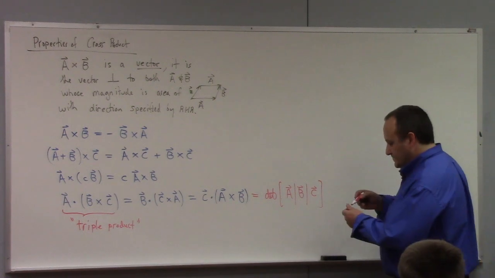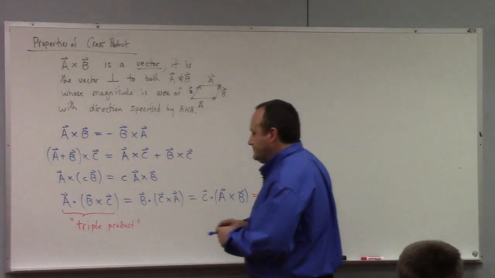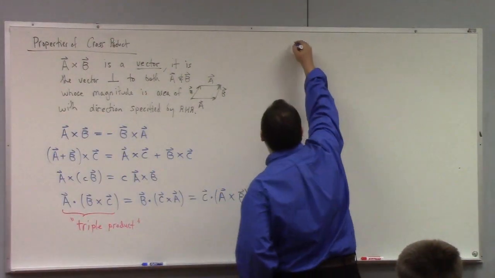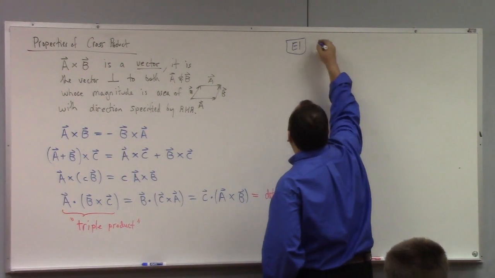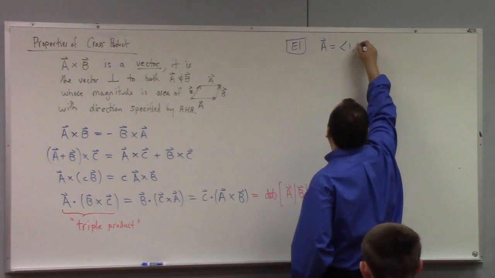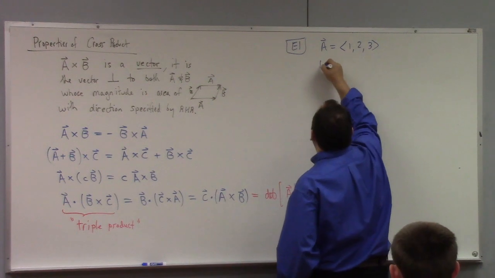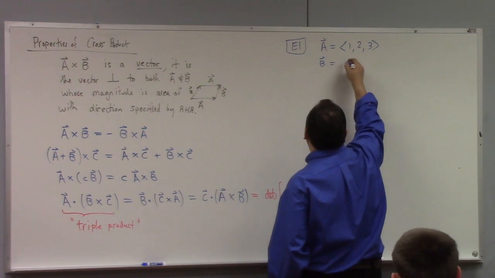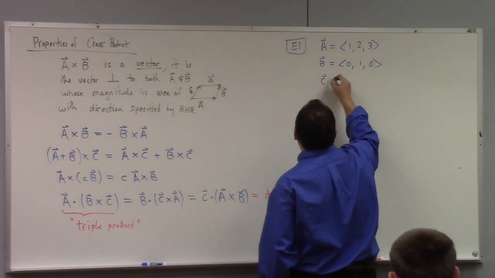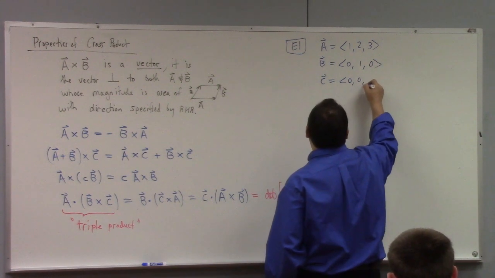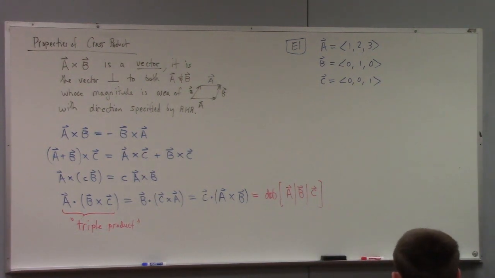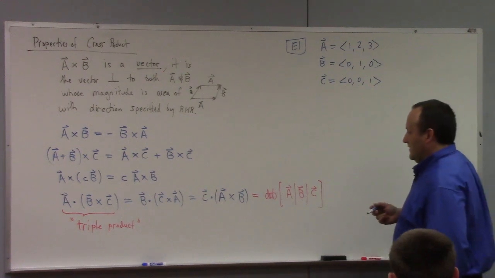So, for an example of that, I'll keep it really easy. A equals 1, 2, 3. B, this is not really easy actually. Okay, I'll reform. B equals 0, 1, 0, and C equals 0, 0, 1. Fine. What's A cross B in this case?